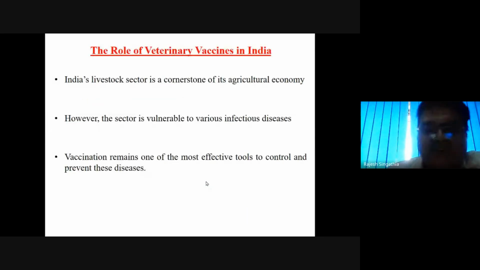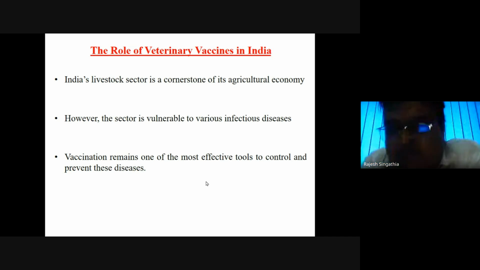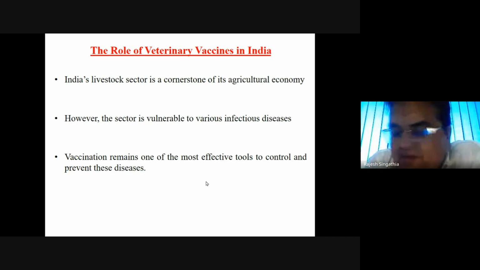Next, what is the role of veterinary vaccines in India? India's livestock sector is a cornerstone of the agricultural economy, contributing significantly to food security, rural livelihood, and employment. However, this sector is vulnerable to various infectious diseases that lead to reduced productivity, economic losses, and risks to public health. So vaccination remains one of the most effective tools to control and prevent these diseases.